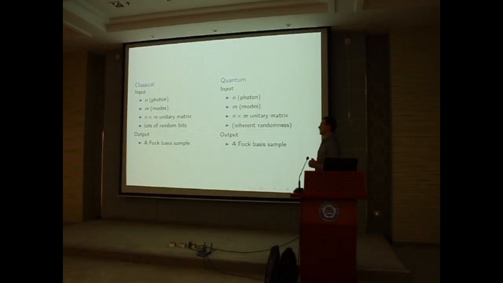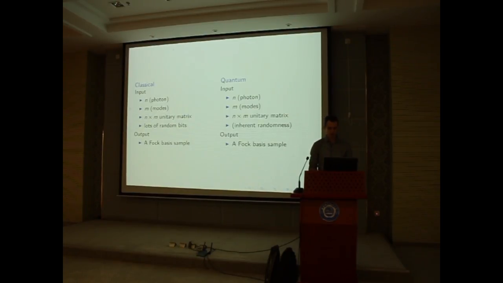And it produces at the output some sample, just like I showed you in the previous slide. But in the quantum case, there's inherent randomness in the algorithm, right? So you don't need these random bits. And it just produces samples from the inherent randomness that's coming out of it. So essentially these two things are very similar. It's just that in the quantum case, the randomness is built in.